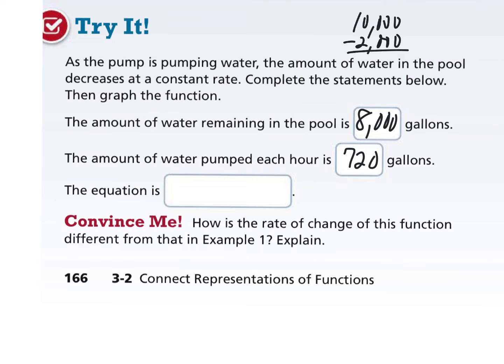And so the equation is really what we just already talked about. Oh, sorry, this is talking about the amount of water in the pool. Okay, so the amount of water in the pool is actually going to be going down. So we're losing 720 gallons per hour. But we did have 8,000 gallons to start with.